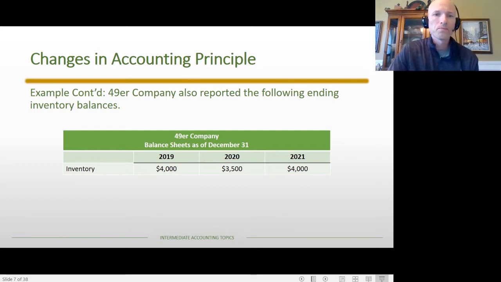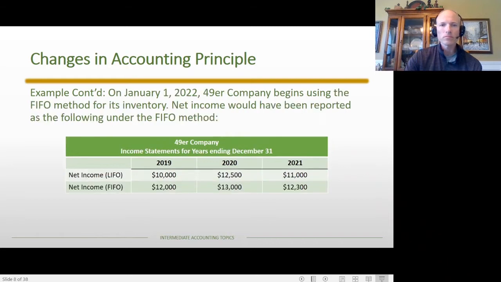So good question. As far as the inventory balances, there are these three inventory balances in 2019, 2020, and 2021: 4,000, 3,500, and back to 4,000. And so, again, this is all using LIFO. Then they decide we're going to change to FIFO. And so on January 1st, 2022, they make this transition to FIFO. There could be any number of reasons they might make the change. They'd have to disclose those reasons, but they're just making this change.